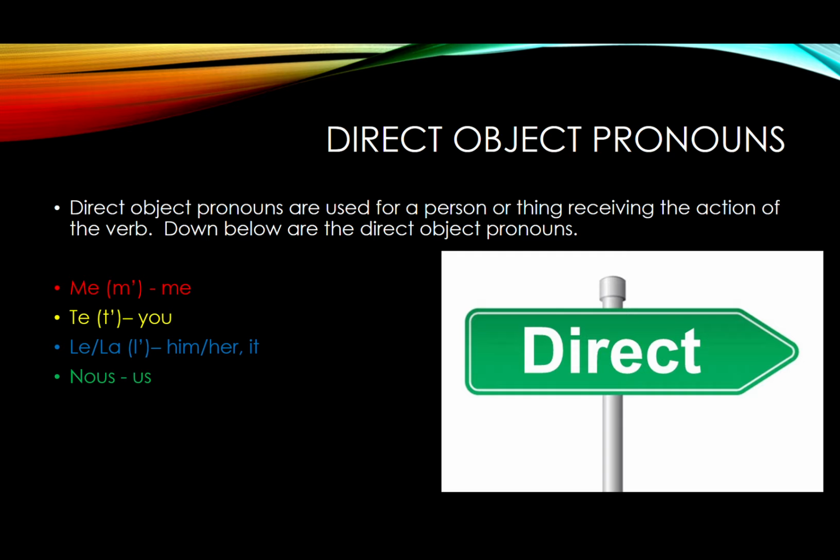Nous would be us. Vous would be you, but more formal and plural in a lot of cases. And les, which would be them. And the only time you would need to do the apostrophe with a single letter would be if the word that followed started with a vowel.